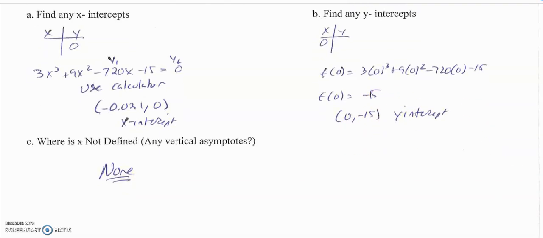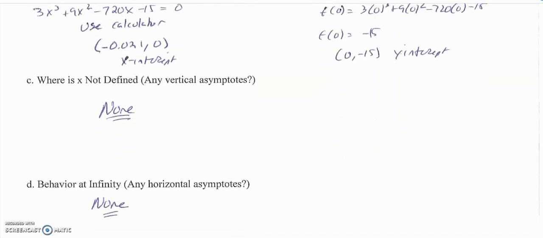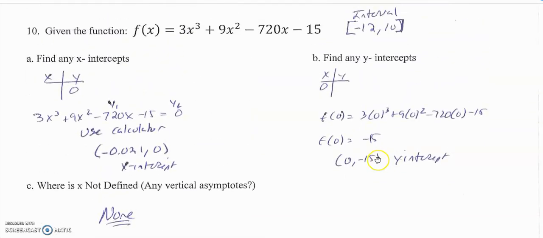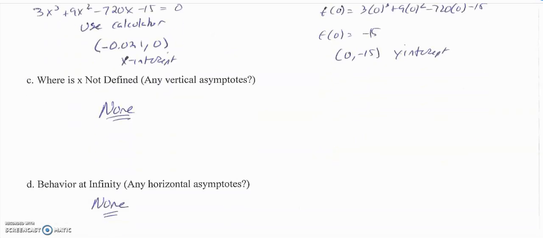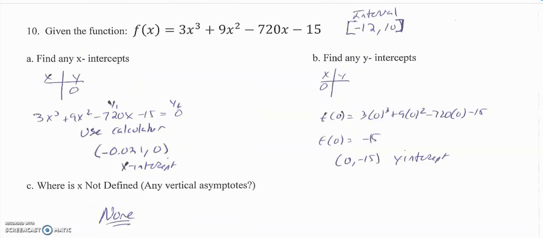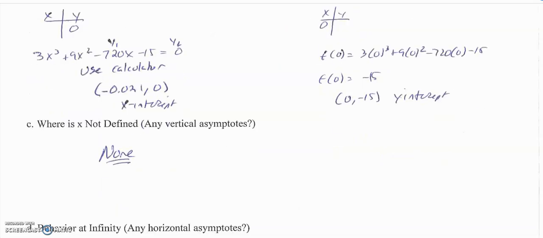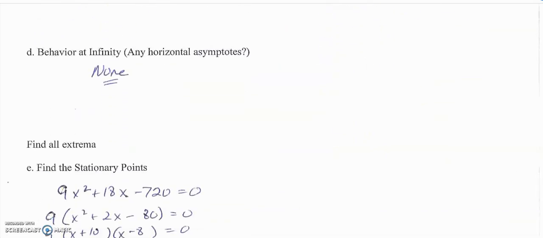Then it asks, are there any vertical asymptotes or horizontal asymptotes? Remember, for vertical asymptotes, we see if there's any place where the original is undefined. None. And then for horizontal asymptotes, again, we have those three possibilities that you may want to review, but in this case, we're not dividing. There's no numerator, denominator, or two functions, so there's no horizontal asymptotes. This is a continuous function.